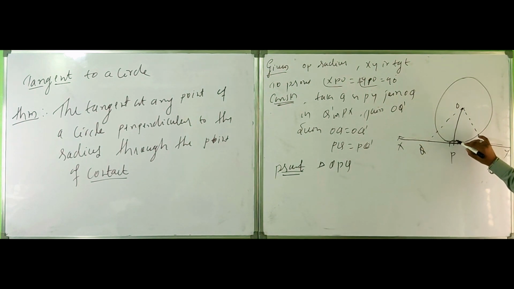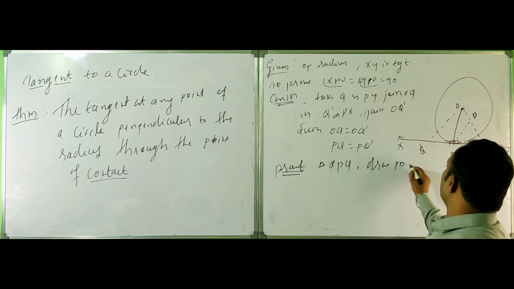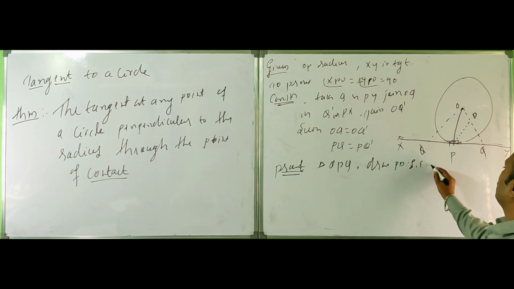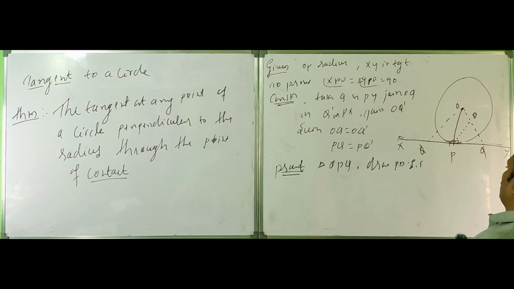I'm constructing something else here, D, such that draw PD such that angle Q is equal to angle DPQ. This implies QD is equal to PD. This is the small construction in this proof.